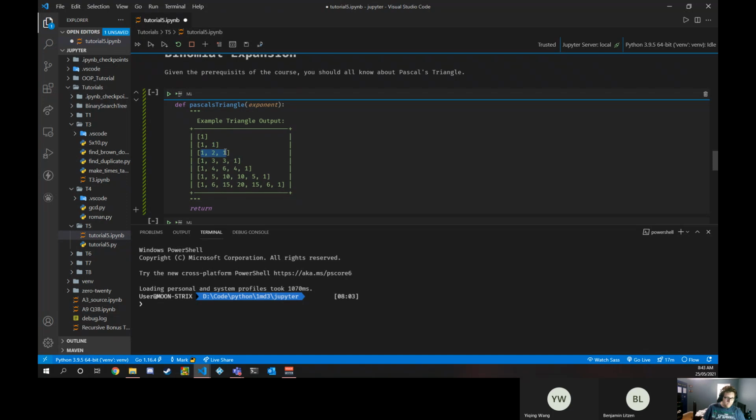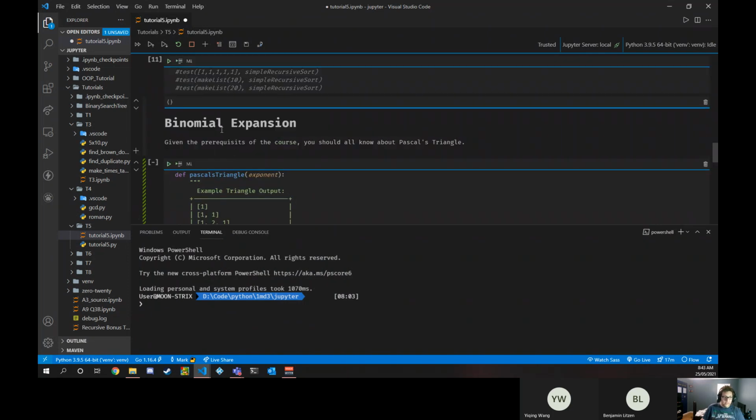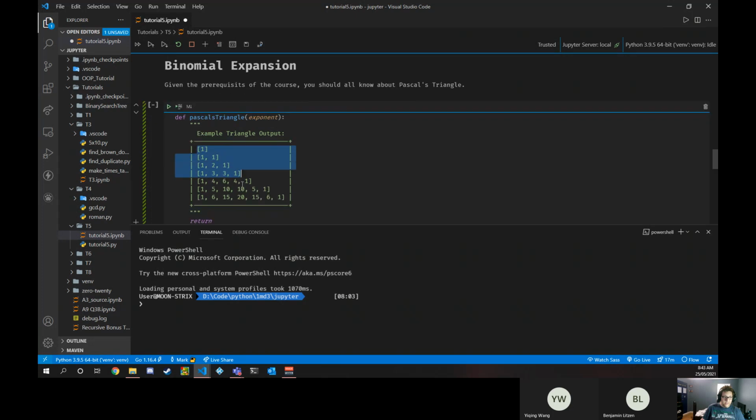A plus b to the power of 2 is 1 times a squared plus 2 times ab plus 1 times b squared. This one is a plus b to the power of 3, which is 1 times a cubed plus 3 times a squared b plus 3 times ab squared plus 1 times b cubed, etc., etc. You don't necessarily need to know that part because this question only wants you to generate the triangle.